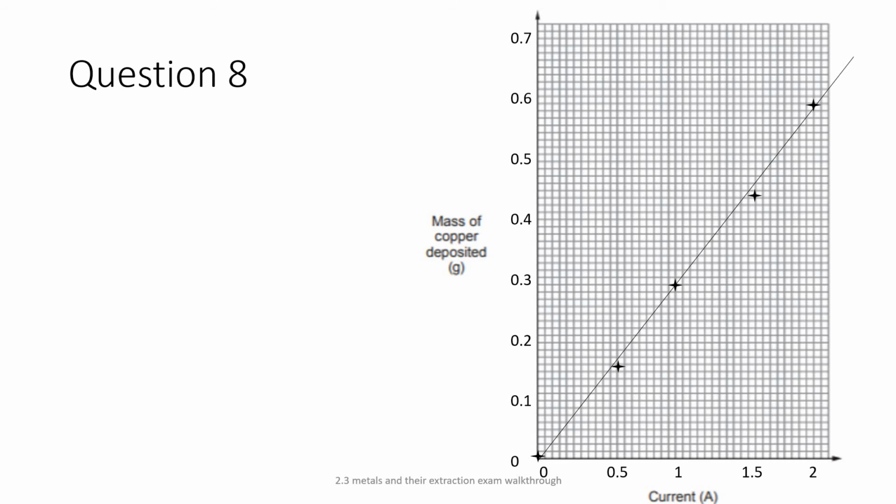The points should also be crossing at the appropriate points, and the line of best fit has to go through 0,0 as you are given this value, meaning that if there's no current then there will be no mass of copper deposited.